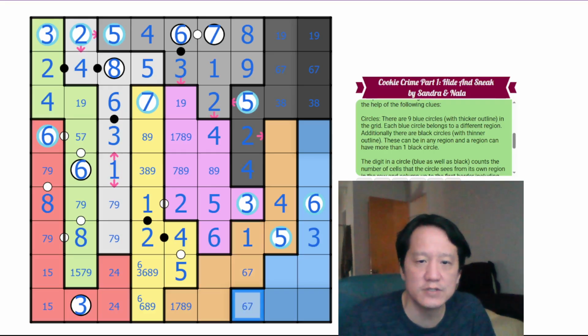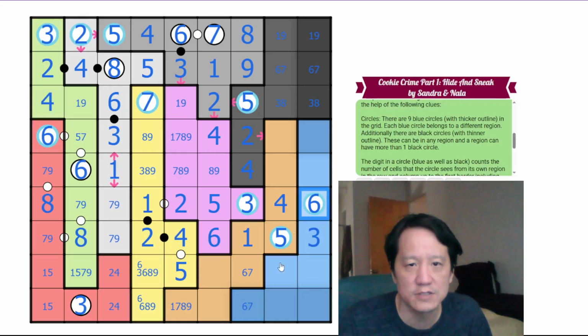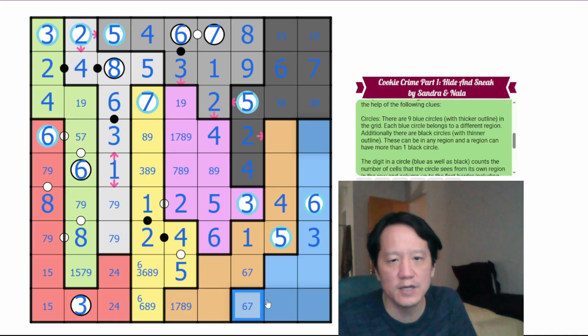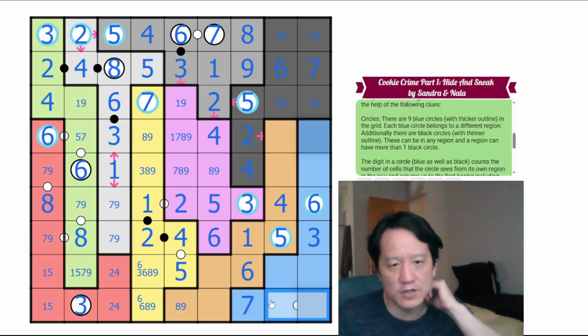It's 6 and 7. Blue has a 6. Also, this 6 eliminates 6 here, so it's 7 and 6. This can't be 6. It's 7, which makes that 6. No 1 or 7 here. These digits are consecutive.